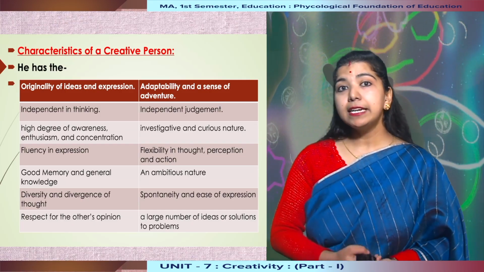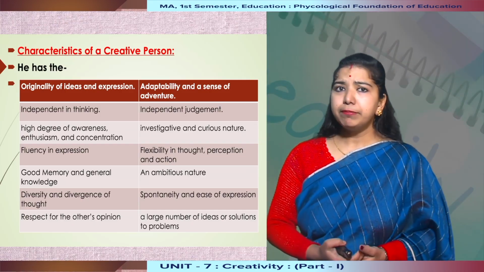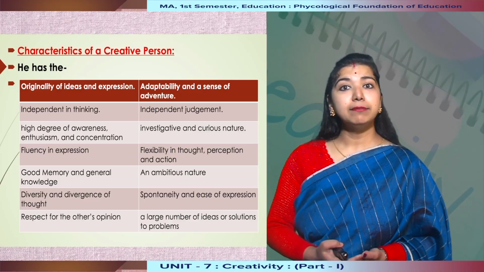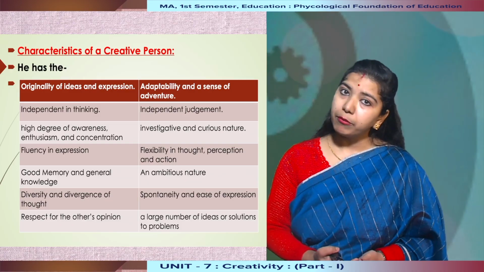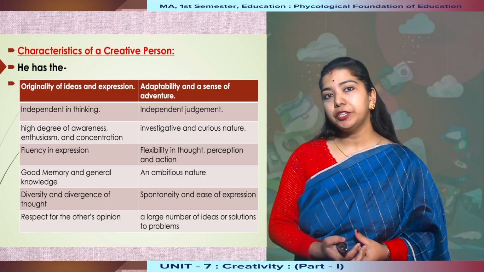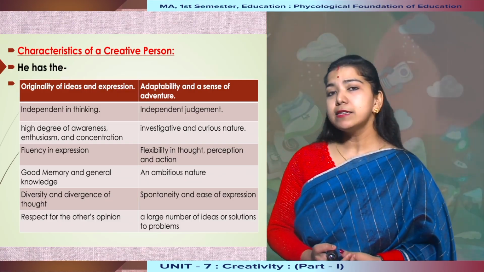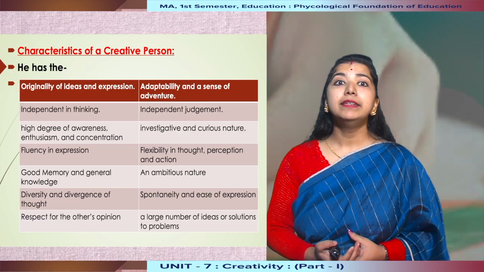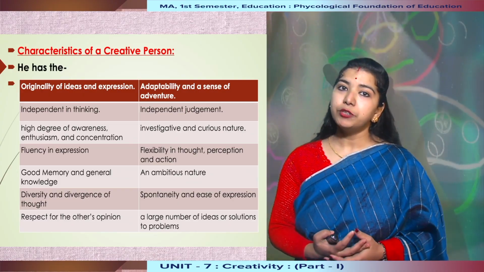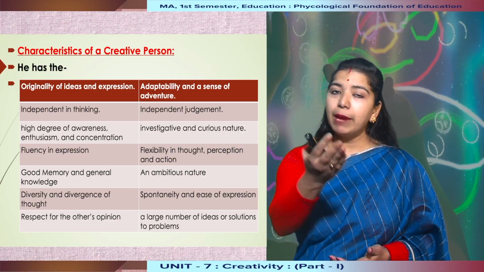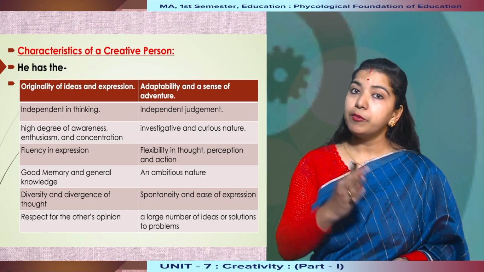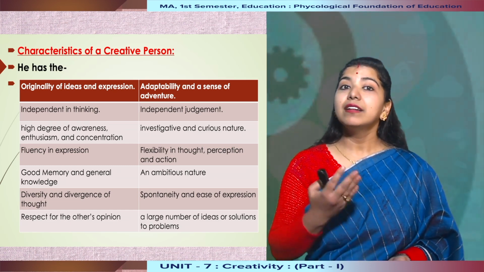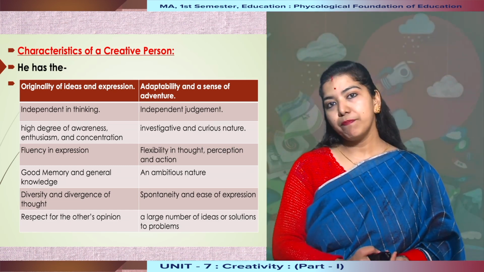Then they have fluency in expression. They can fluently express their views. They have flexibility in thought, perception, and action. They have good memory and general knowledge. And they have an ambitious nature. They have diversity and divergence of thought. Of course, I have already stated that divergence is an important characteristic of creativity. As such, they have divergence of thought.